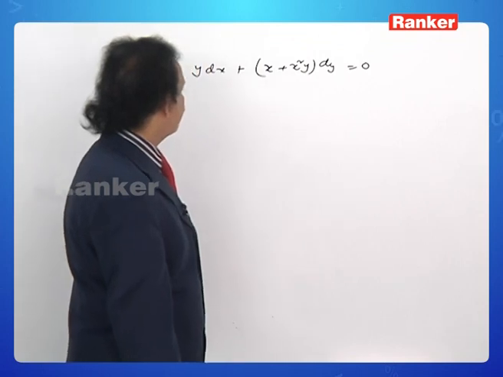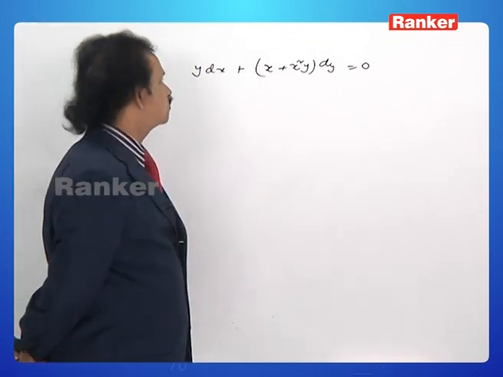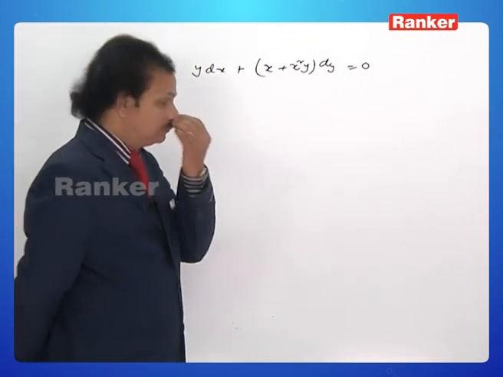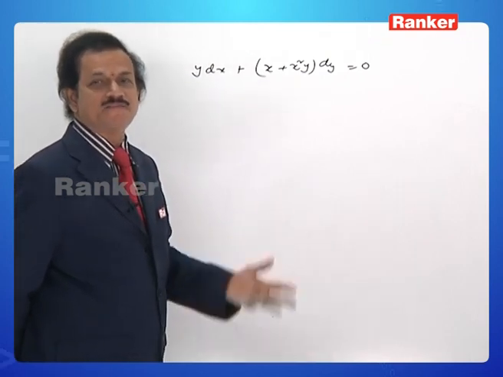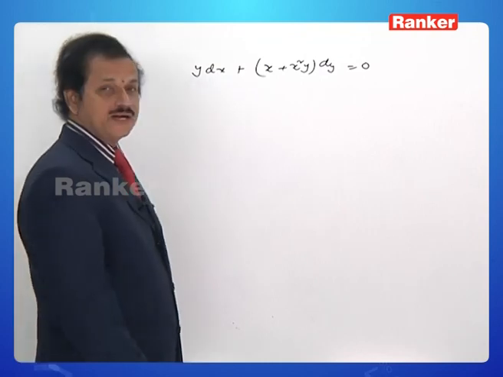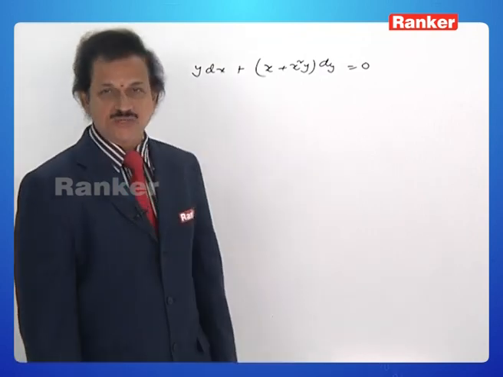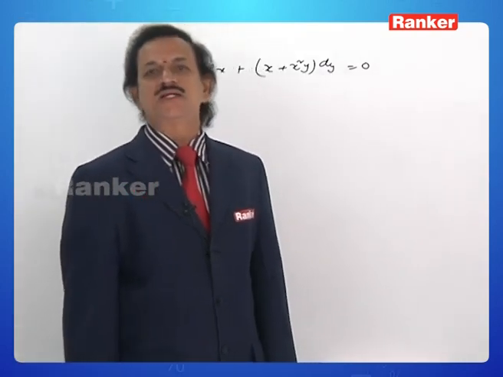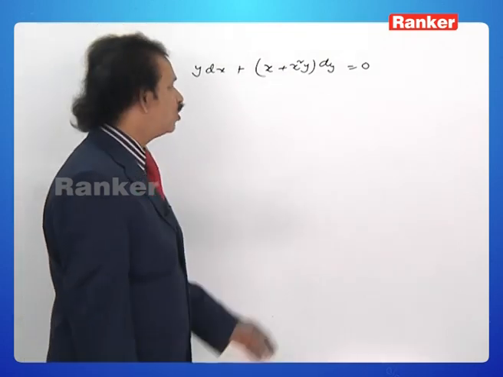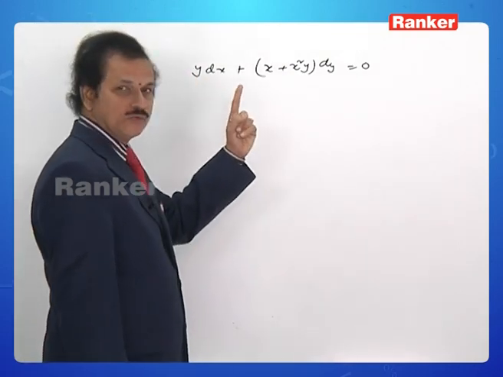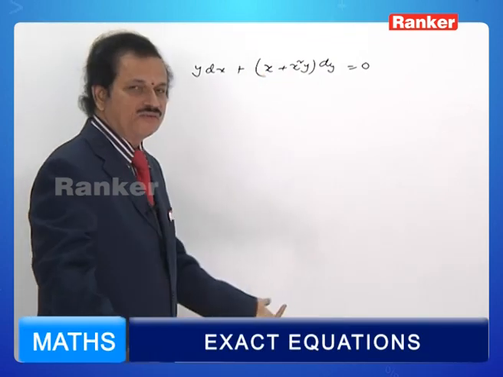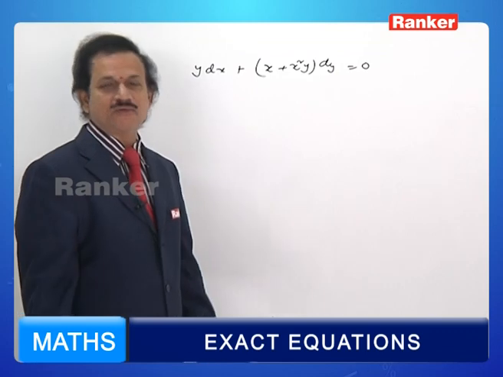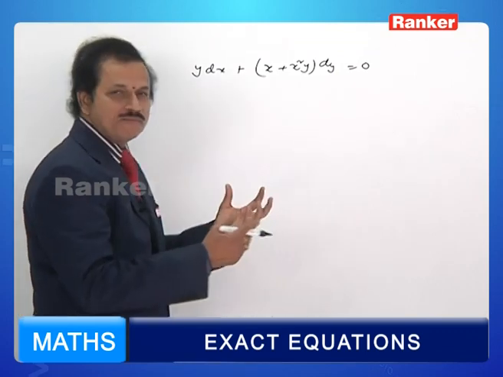You look here, y dx + x²y dy = 0. Of course, this has been given directly in the format of an exact equation. And it is our duty, of course, to test whether it is exact or not. Come on, what is ∂M/∂y? It is 1. What is ∂N/∂x? It is 1 + 2xy. Surely they are not equal.